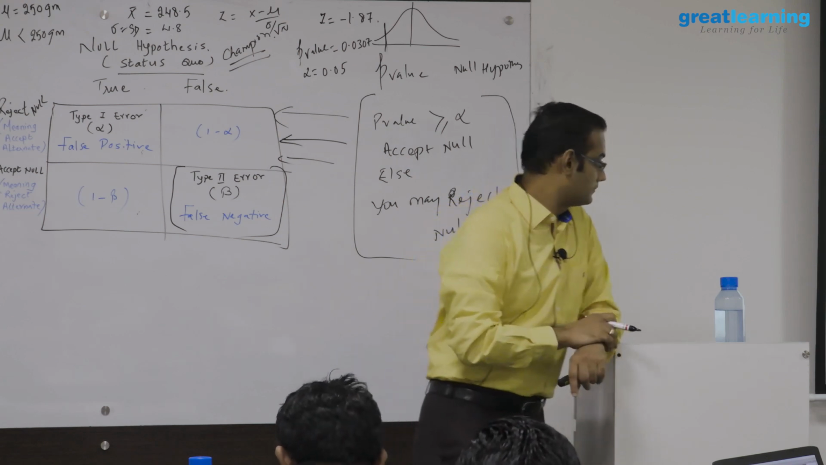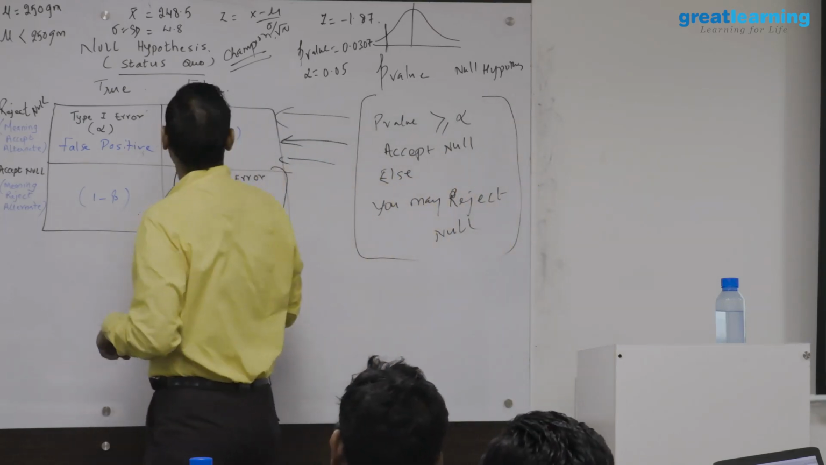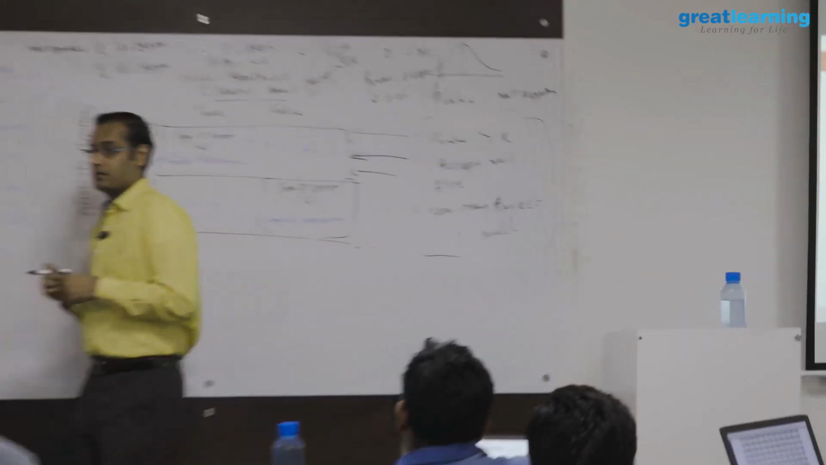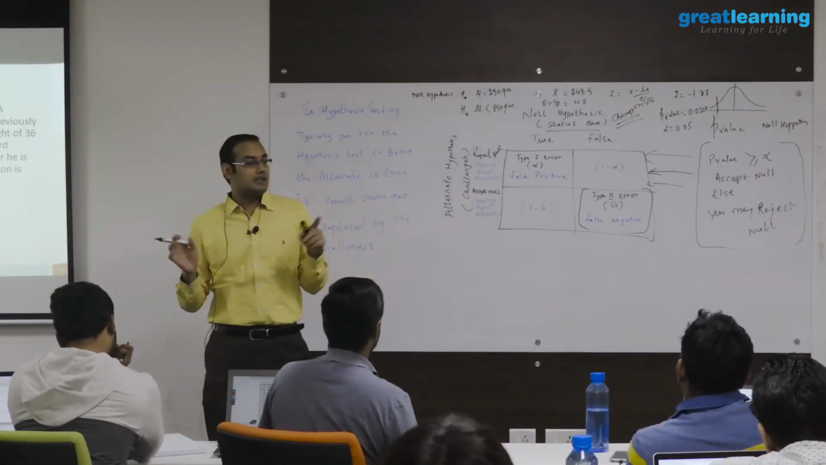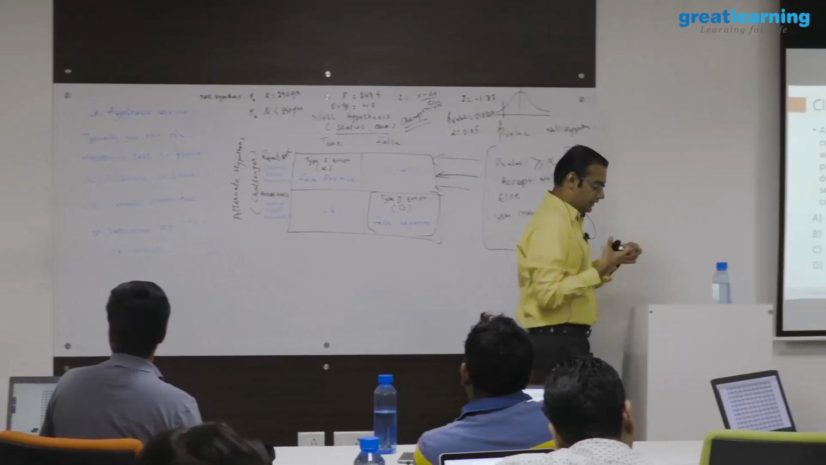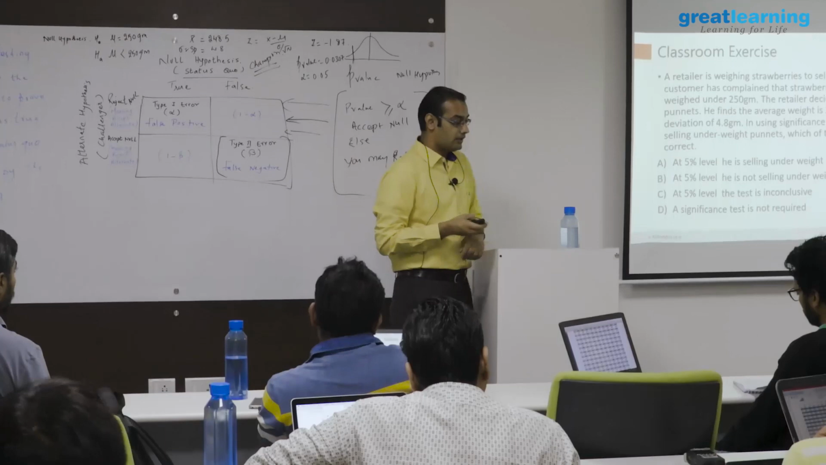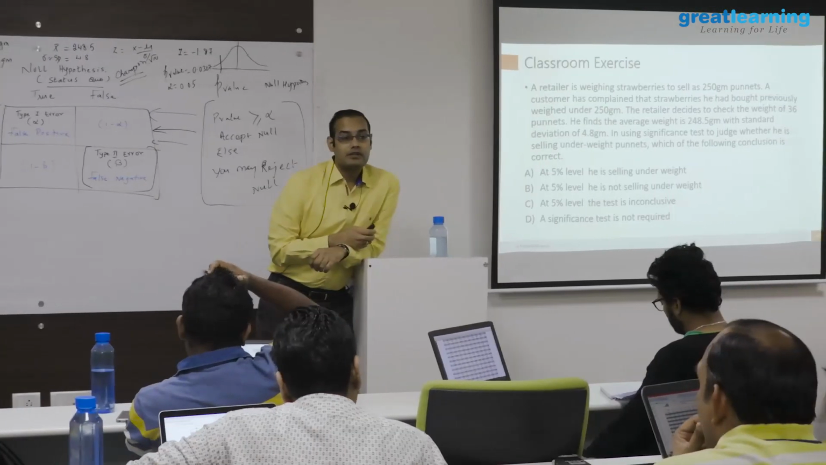Yeah? So here the n is 36, right? Yeah, that is 36. Is that clear? Now, similar to this example, I'm sure. Good, yes, sir.